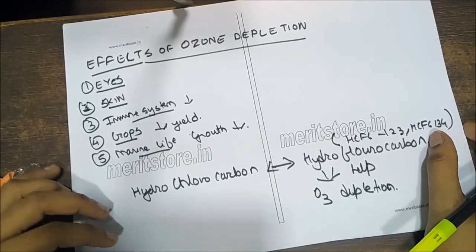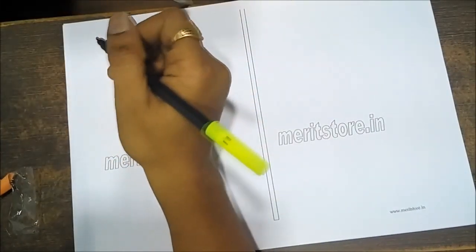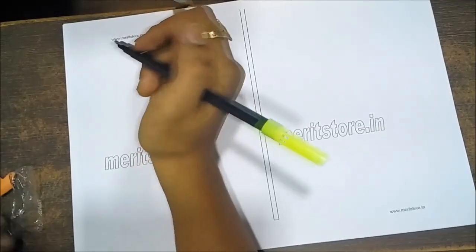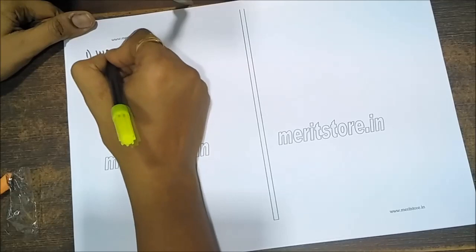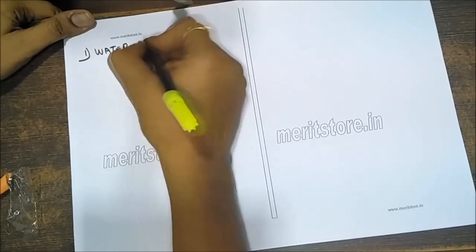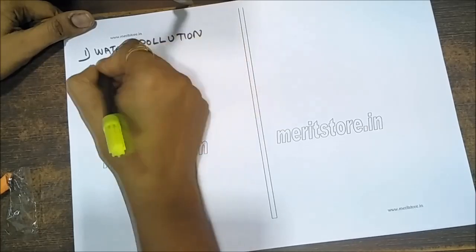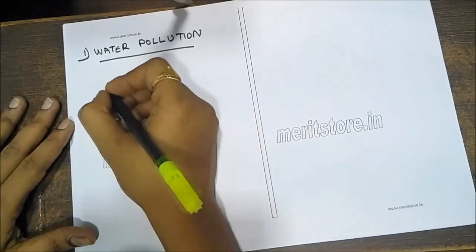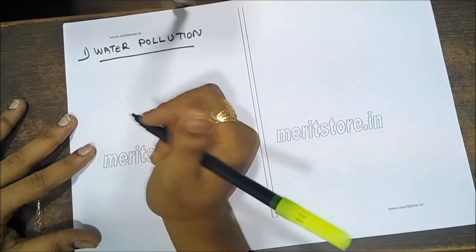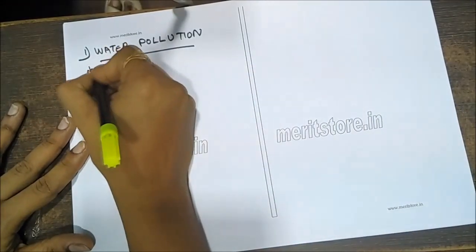We are now moving on to other types of pollution. We're going to see three types of pollution in detail. The first one is water pollution. Now water pollution. What is water pollution? Water pollution is the degradation of the quality of water that makes it unsafe for use. So degradation in its quality, which makes it unfit for use.